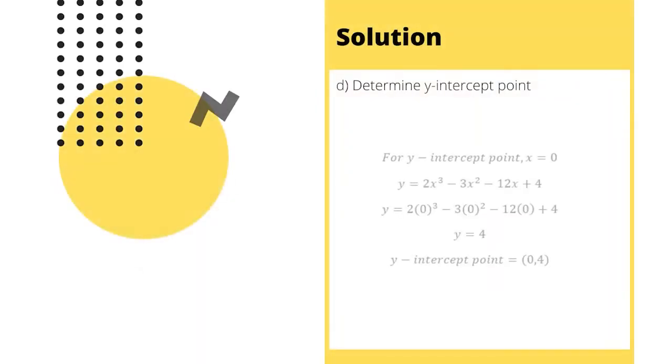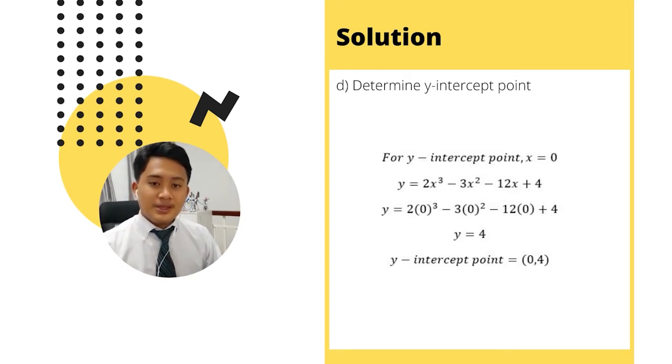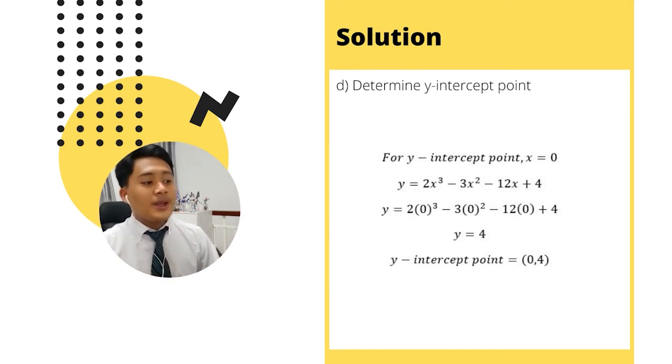Now we are on D, which is to determine the y-intercept point. To find the y-intercept, we use the equation y equals 2x cubed minus 3x squared minus 12x plus 4, which means to find the y-intercept, x equals 0. So to do this, we must replace x with 0, which leaves us with y equals 4. So the y-intercept equals (0, 4).